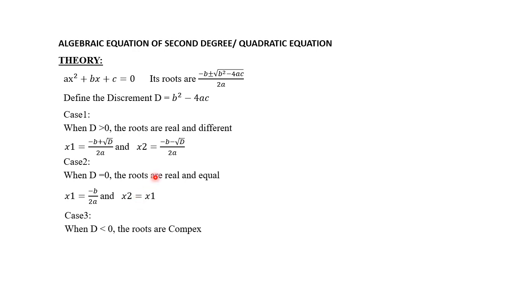Case 3: when this discriminant is less than 0, negative, then the square root of a negative number is an imaginary number. This will be a real number and this will be imaginary in this case. So we will have complex roots. The real part of the root will be −b / 2a, and the imaginary part will be √(−d) / 2a.